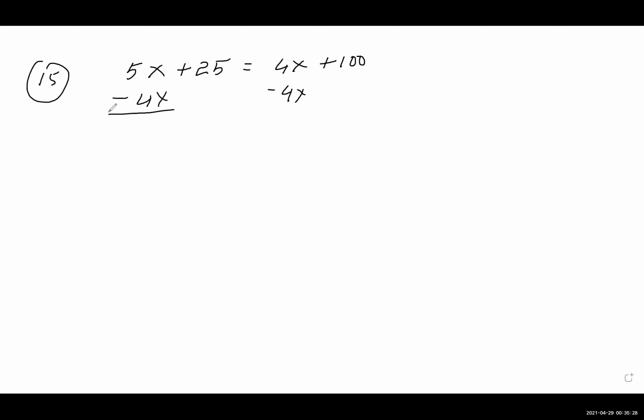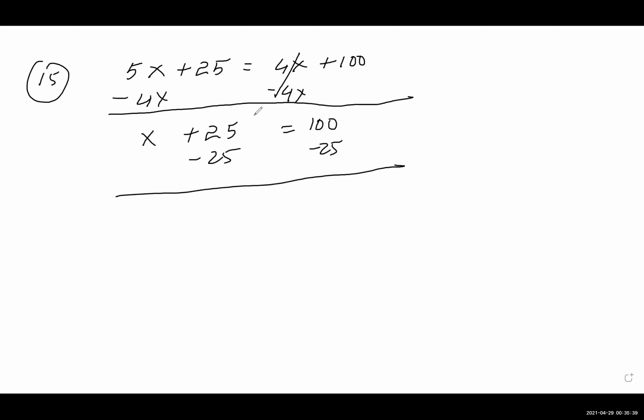So problem number 15, we have 5x plus 25 is equal to 4x plus 100. Here we're trying to find the value of x. So you minus 4x here, you minus 4x here. So we have x plus 25 is equal to 100, minus 25, minus 25. We have x is 75.